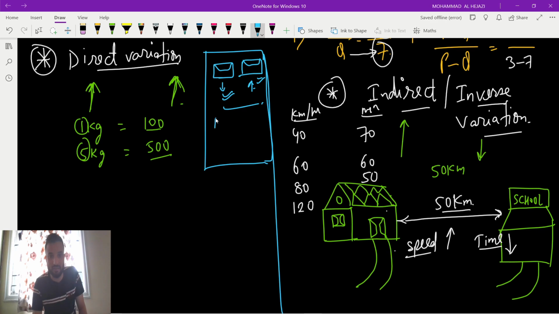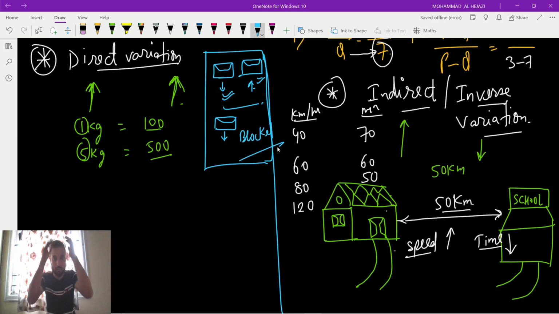You are sending the message to your favorite person. What happened? You are blocked. That is indirect variation. You are sending the message to your favorite person, blocked. So this is the direct variation, indirect variation.